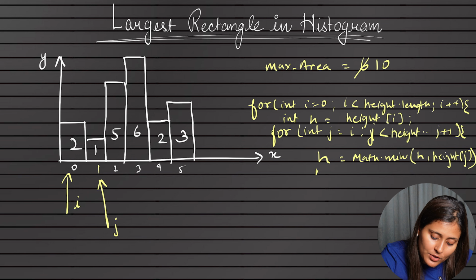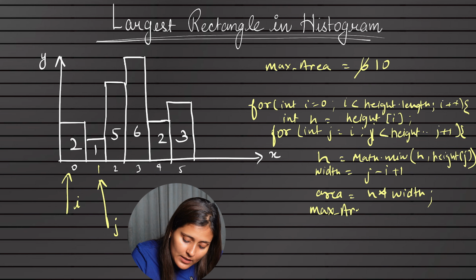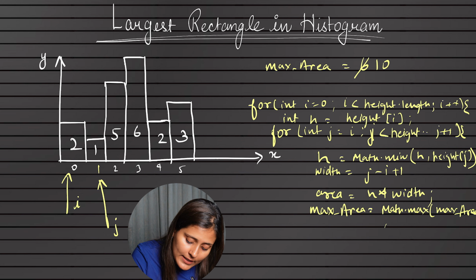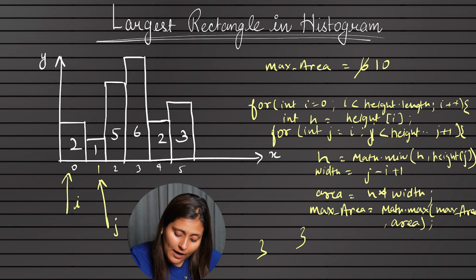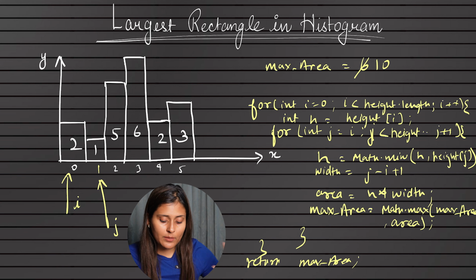Now for area we want width also, correct? So width we can calculate by j minus i plus 1, and now area we can calculate as height into width, correct? And now this area we have to update in max area, saying max area will be Math.max of max area so far and the current area we calculated, whichever is the maximum, correct? After coming out we can just return that max area. Yes, this is the brute force.